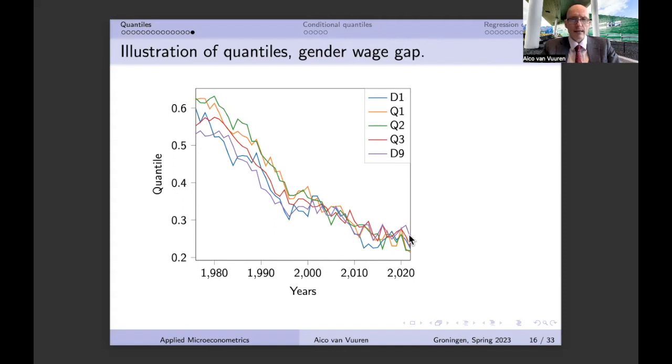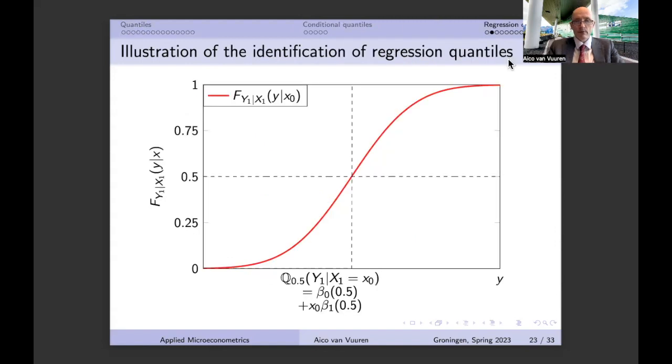We do see that that's true for the whole distribution, even though, and that's not that great to see over here, the drop has been less important at the top of the distribution than at the bottom of the wage distribution. Before we can say something about estimation, it might be a good idea to say something about identification.